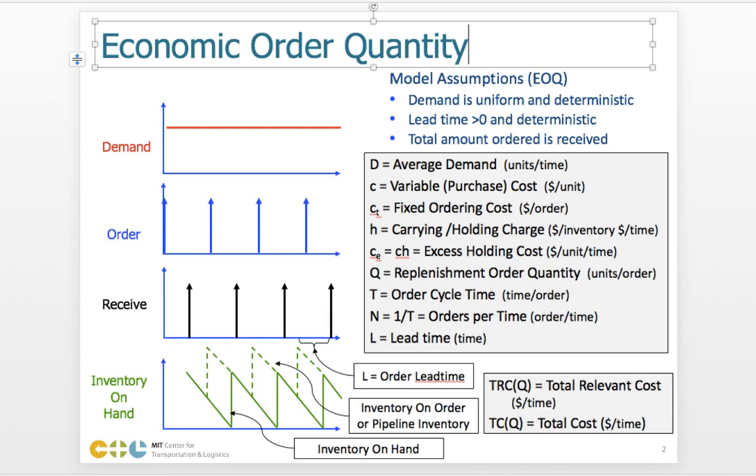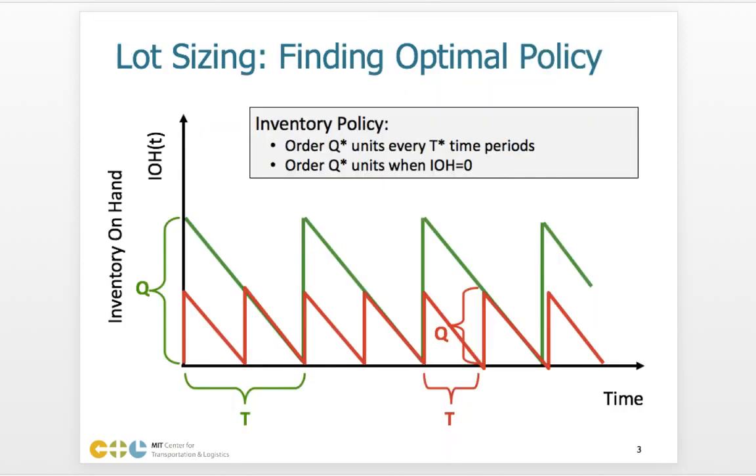So this results in the basic question, because this whole thing is lot sizing. The question is, do I want to order a month's worth every month, or two weeks' worth every two weeks? That's really what it comes down to, and we're making a trade-off between the different costs.